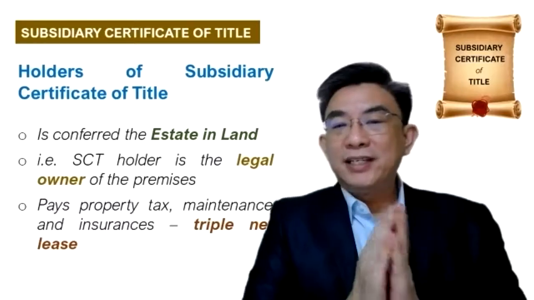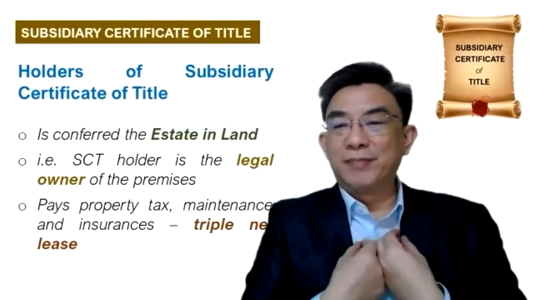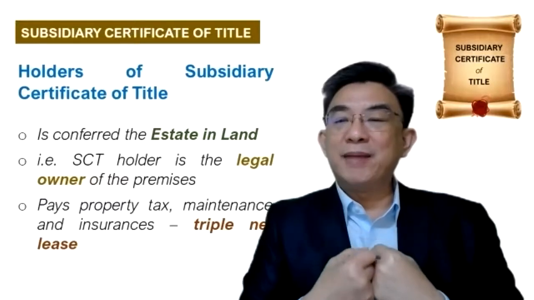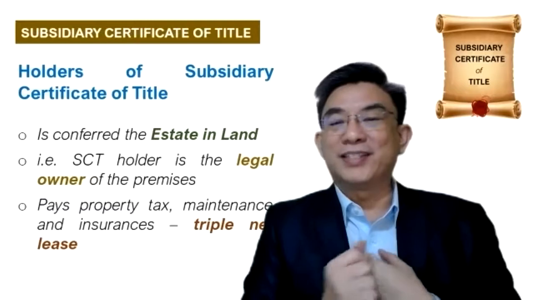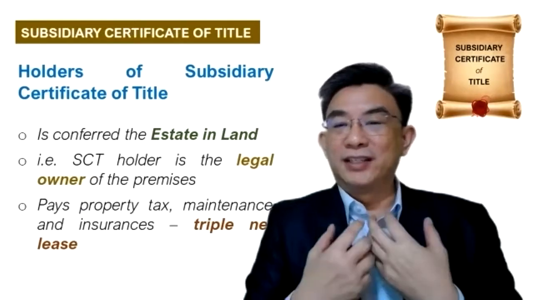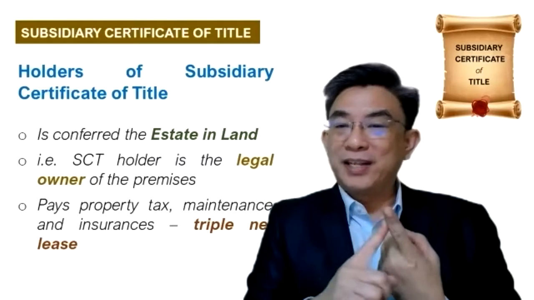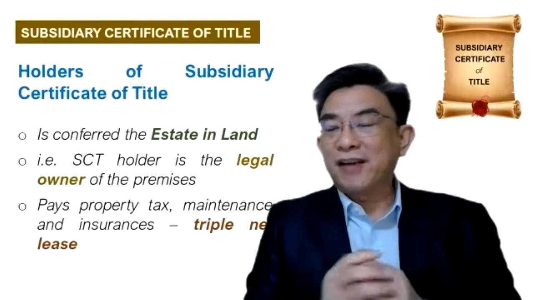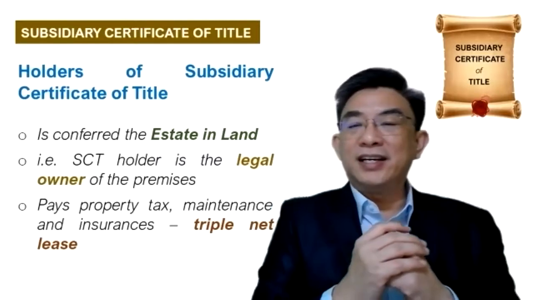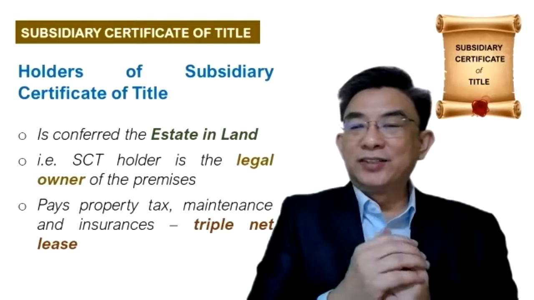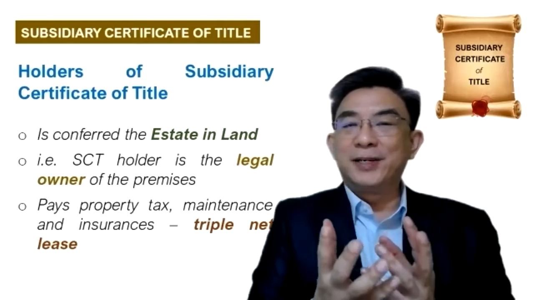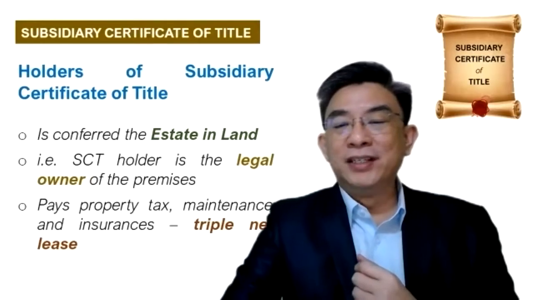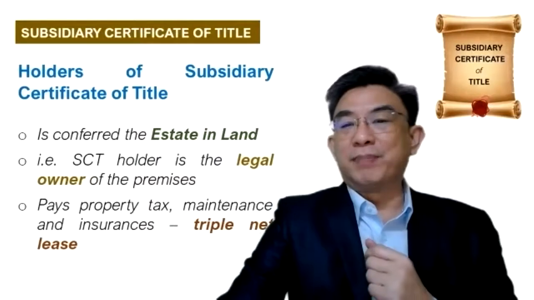Now, SCT holder, meaning I hold a lease title called SCT. I am the legal owner of the premises. So what do I do as the legal owner of the premises? I pay property tax, I pay maintenance, I pay insurances. In other words, the lease that I have gone into is also known as the triple net lease. Usually that will be like the 10-year factory lease, for example, or 10-year office lease. You still have a lot of these kinds of examples in the market.